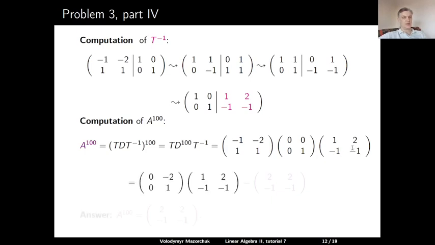So we multiply the first two matrices, we get 0, minus 2, 0, 1, times the last matrix 1, 2, minus 1, minus 1. And when we compute, we get 2, 2, minus 1, minus 1. So the matrix A to the power 100 is equal to 2, 2, minus 1, minus 1. And this completes problem 3.